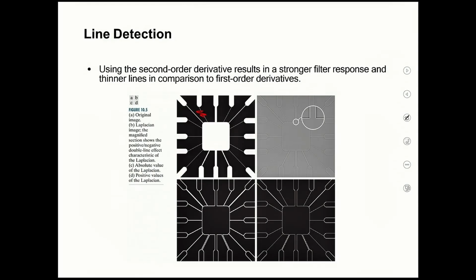So one way is to find the absolute value. The other way is to just find the maximum value. So in both cases, you will get some edges. Here, there are different ways to improve the detection. Either you can take positive values, good values. This is what we have to show.